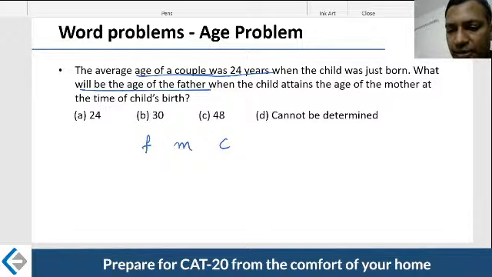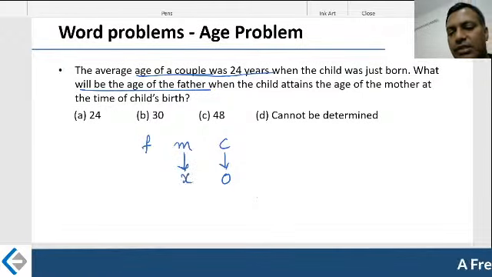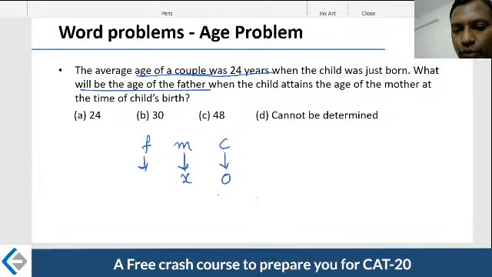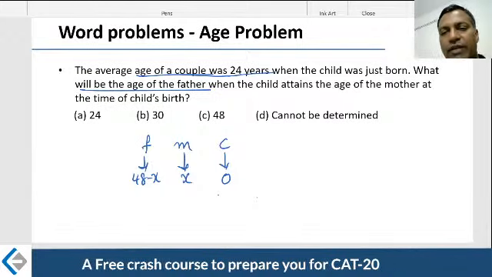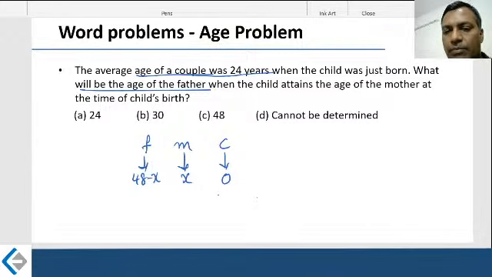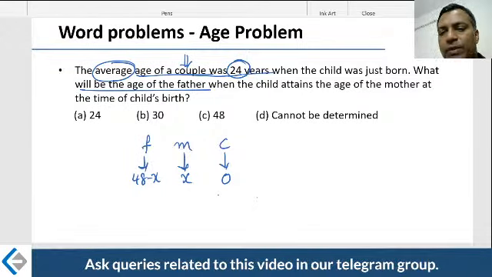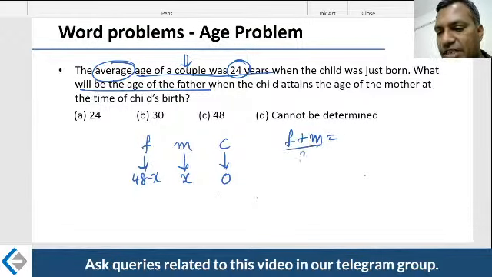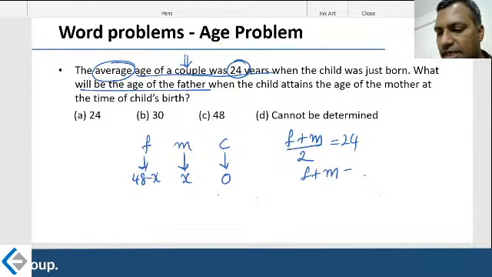Let's put this in perspective. Let's say the child was 0 years, and the mother was x years. Then the age of the father is going to be 48 minus x years. I said that in most age-related problems, you don't need too many variables unnecessarily. How did we write 48 minus x? Because the average is 24 for two people, the couple. Their average is given: father plus mother divided by 2 is 24. Therefore, their sum, father's age and mother's age, is equal to 48.